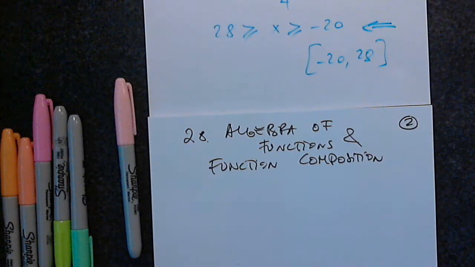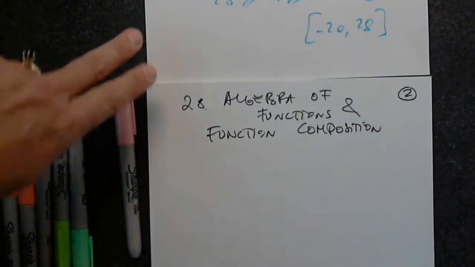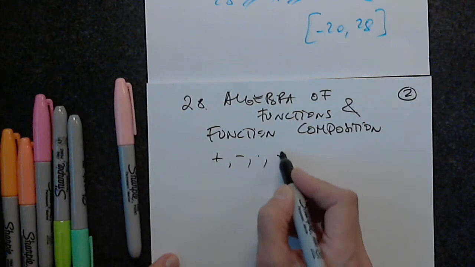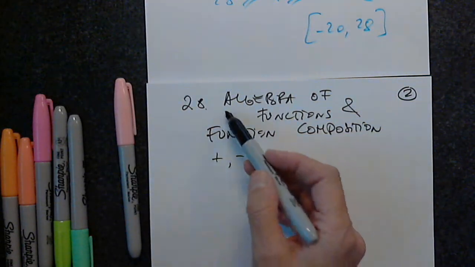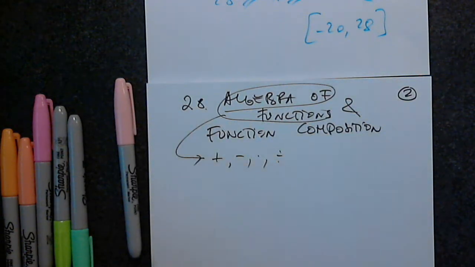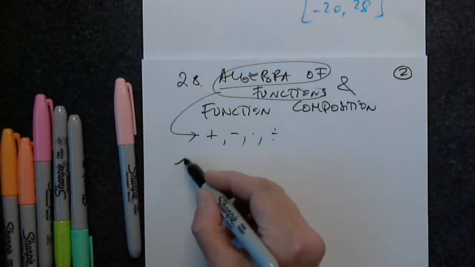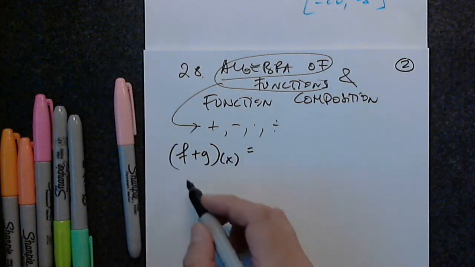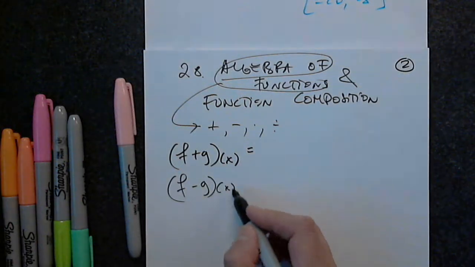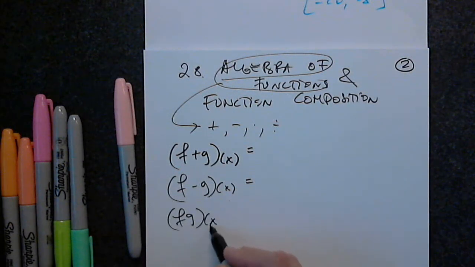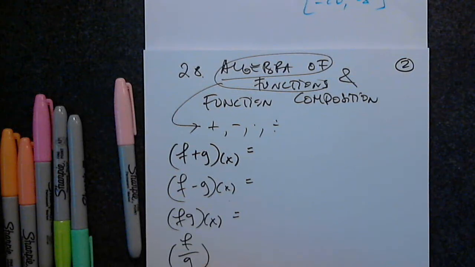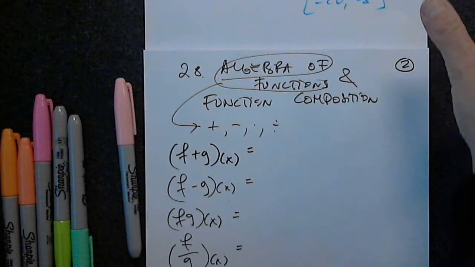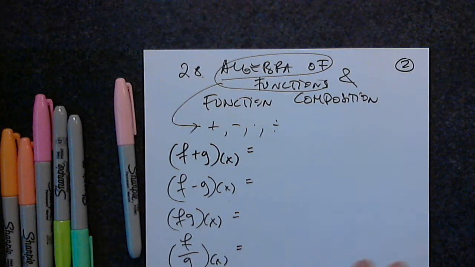There are 5 different possible ways, but 4 in algebra. I can add, subtract, multiply, or divide functions. That's what algebra of functions means. It means adding, subtracting, multiplying, or dividing functions. So obviously, the notation is, in my opinion, self-explanatory. I'll ask you in a minute, what do you think these will equal to? So the first one, what do you think it equals to?